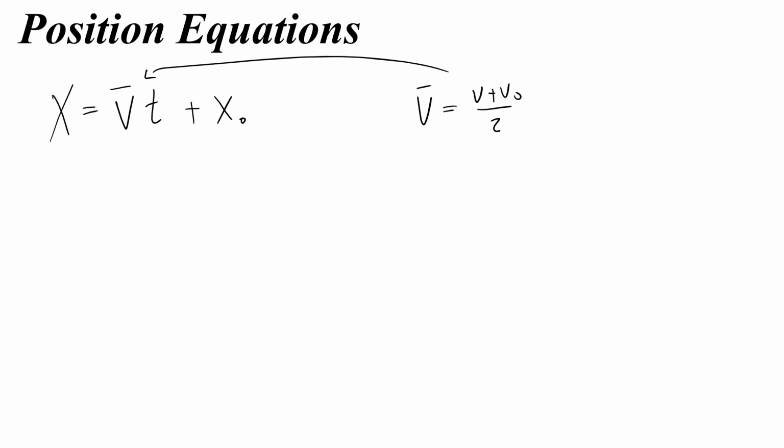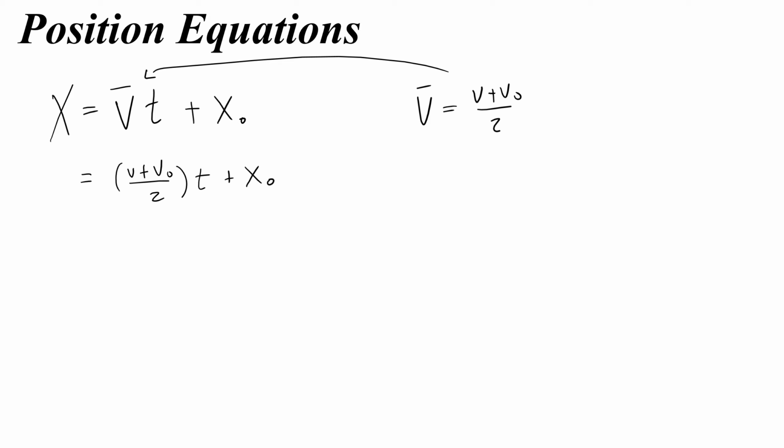Okay, so let's start with the exact same equation that we had last time. x equals average velocity times time plus x naught. But now instead of replacing the average velocity equation, wait, sorry about that. Take the average velocity equation again and plug it in so that we get (v plus v naught) over 2 times t plus x naught.